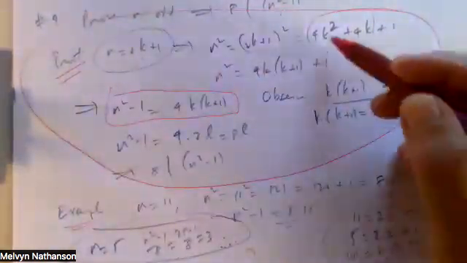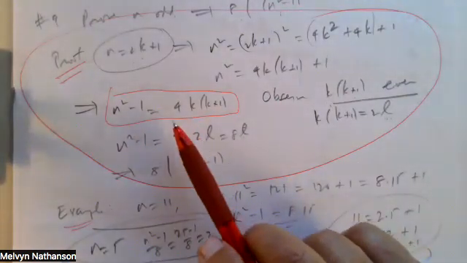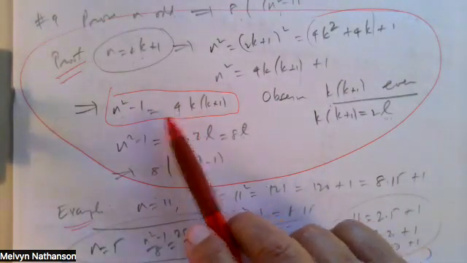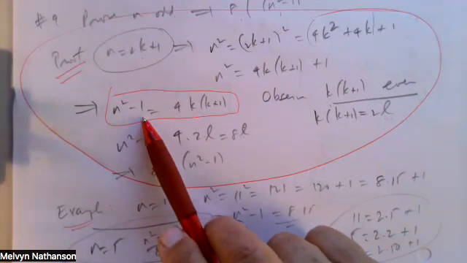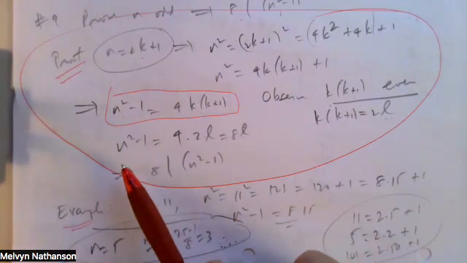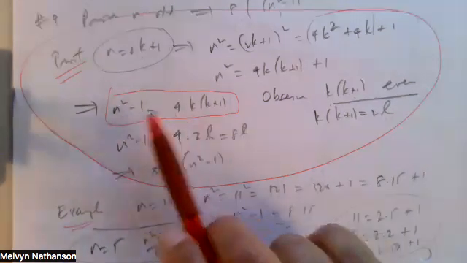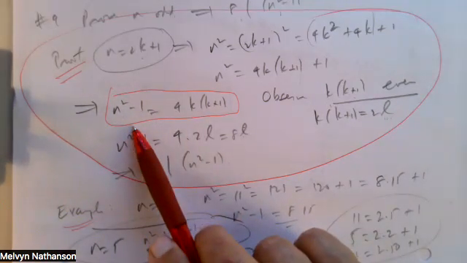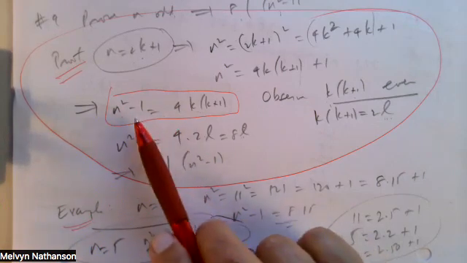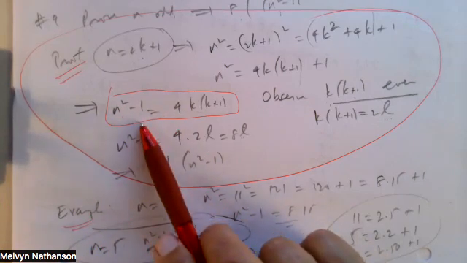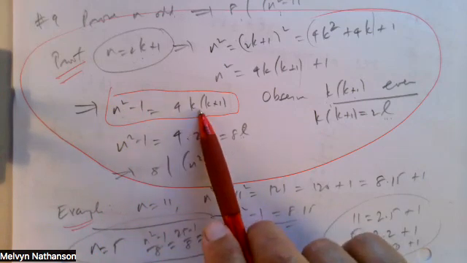This is my first conclusion from this argument. This says that 4 divides n squared minus 1. Yeah, 4 divides n squared minus 1. But the problem is to prove that 8 divides n squared minus 1. So I have to look at this more closely.